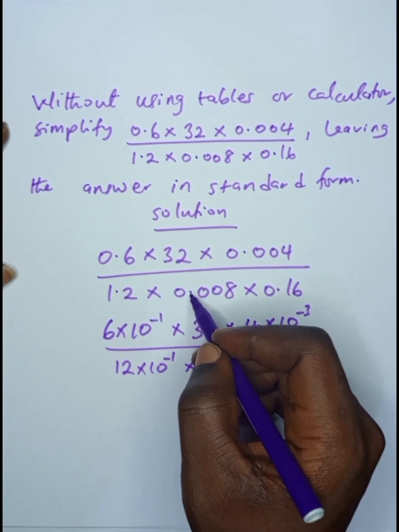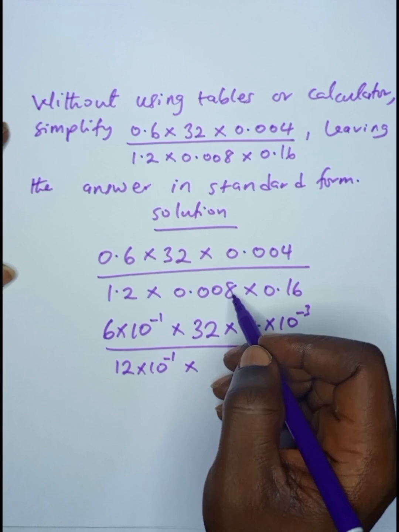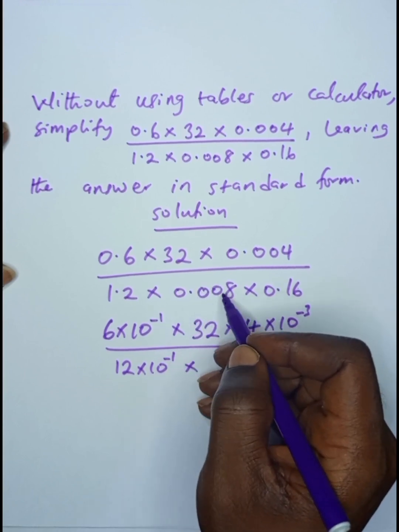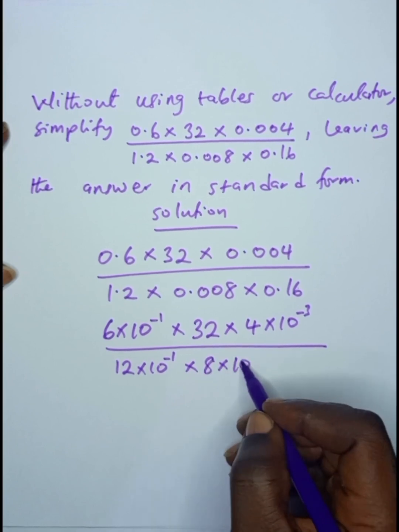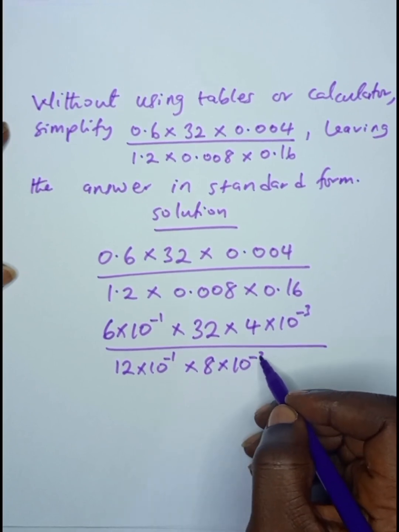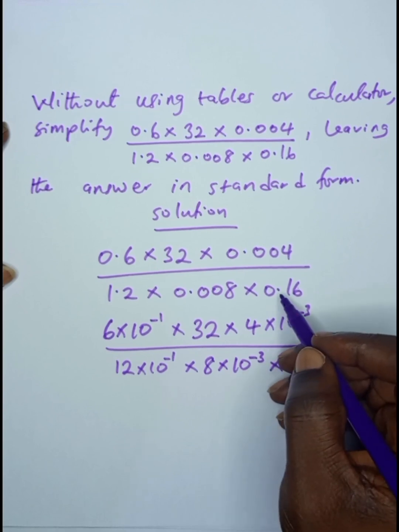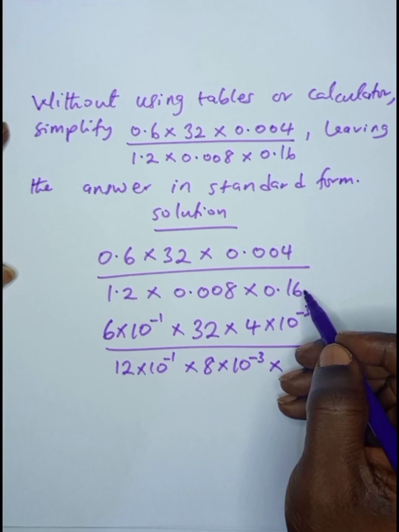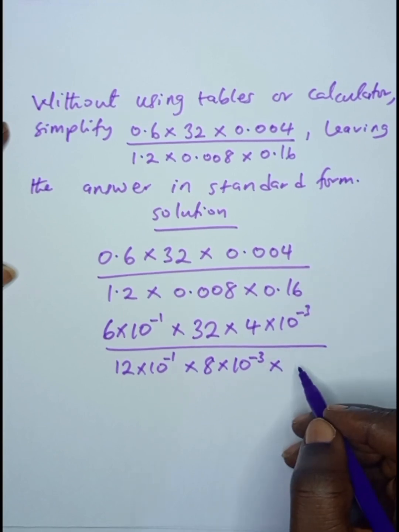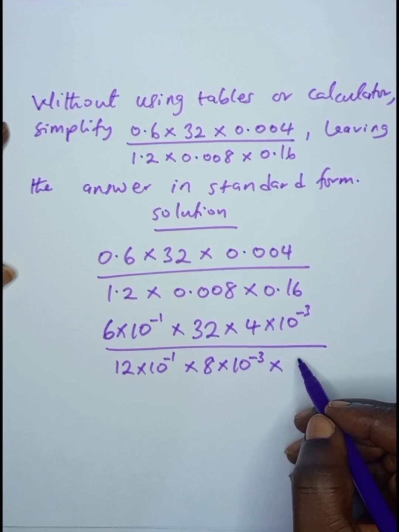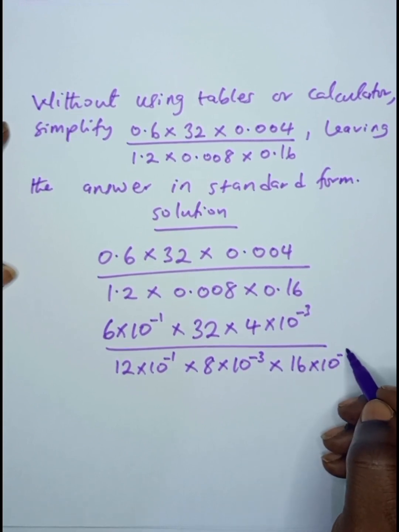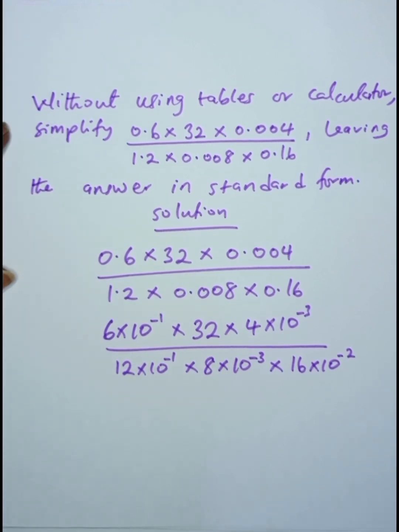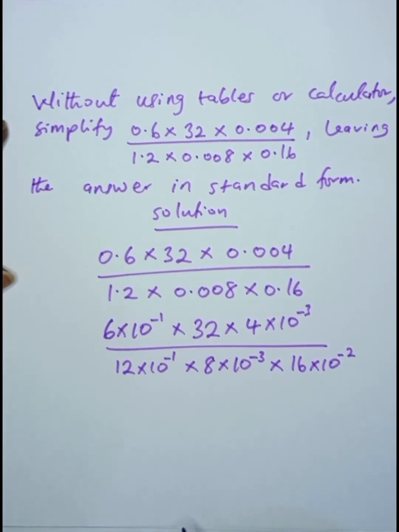Times, now the point is supposed to be after the 8. So we move 1, 2, 3 steps. So it becomes 8 times 10 raised to the power minus 3, times. Now the point is here, so we move 1, 2, supposed to be after the 6. So we move two steps, so it becomes 16 times 10 raised to the power minus 2. So this is what we have now. I want us to do rearrangement.